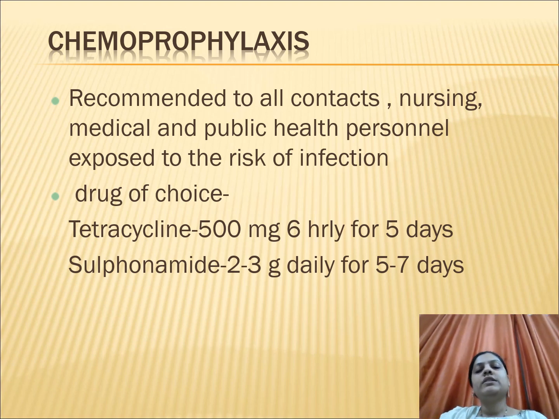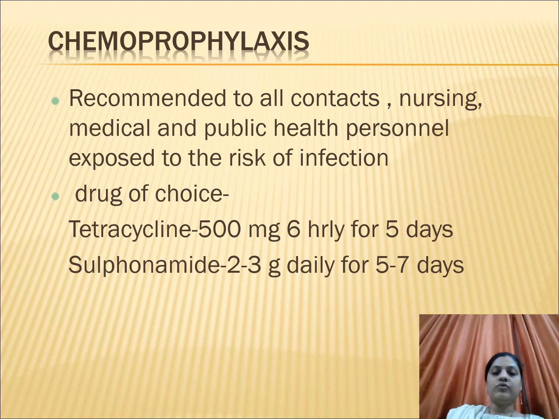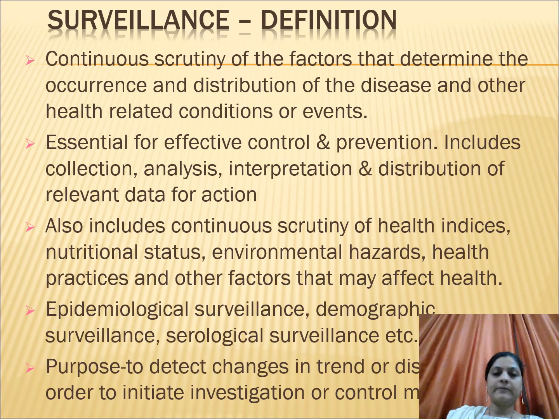The drug of choice here is again tetracycline, 500 mg 6 hourly for 5 days. Sulfonamide is 2 to 3 gram daily for 5 to 7 days. So tetracycline 500 mg 4 times is easy.